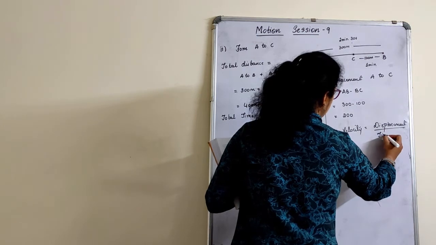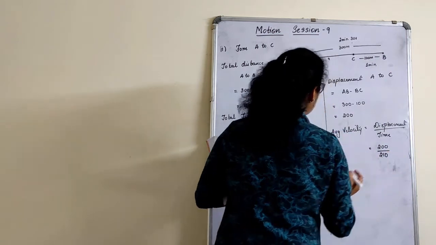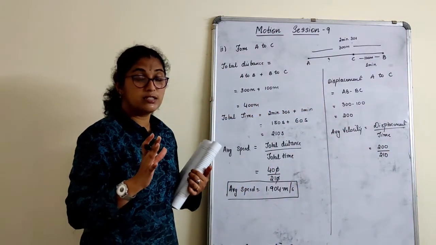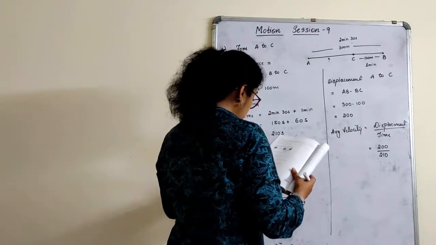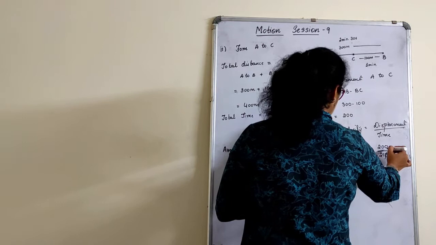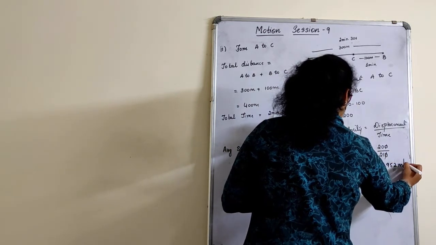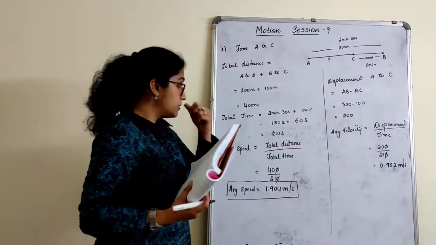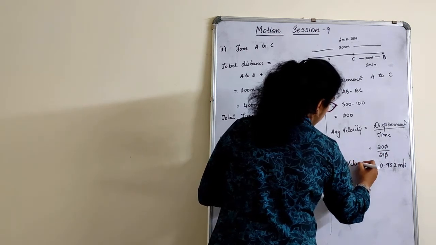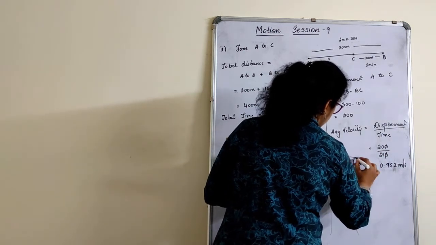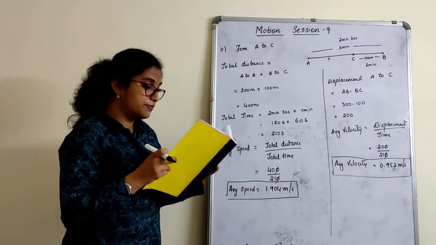Displacement upon time. So what is displacement? 200. What is time? 210. Because the body is taking, the time can't be the shortest distance. You have taken that much only. Displacement is the shortest distance, what I can tell here. So 200 upon 210, so the answer is 0.952 meters per second. So this is how you calculate average velocity. Okay. Let's quickly move on to the next one.